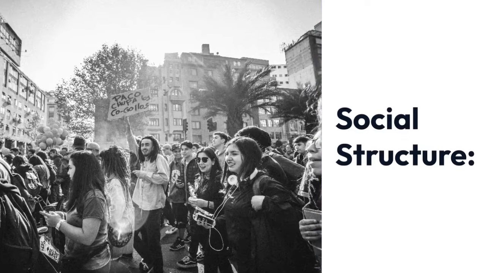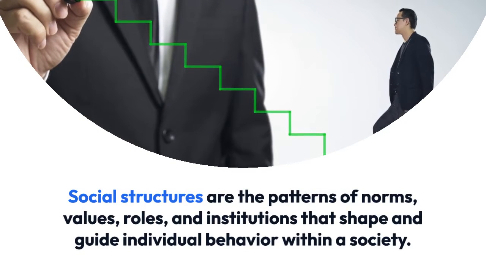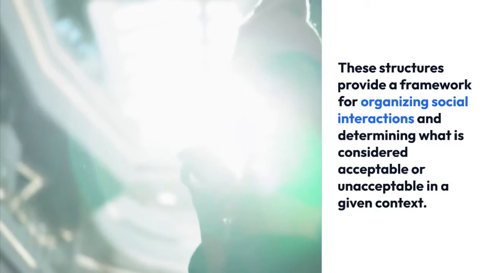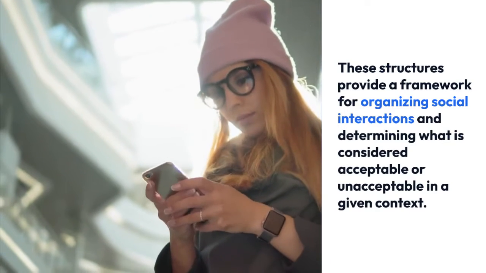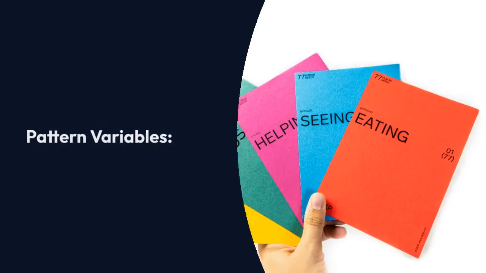Social structure. Social structures are the patterns of norms, values, roles, and institutions that shape and guide individual behavior within a society. These structures provide a framework for organizing social interactions and determining what is considered acceptable or unacceptable in a given context.